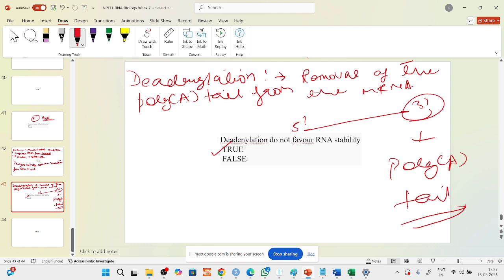So the correct answer would be true. Because this poly A tail stabilizes the mRNA and protects it from exonuclease activity. And deadenylation is the first step in mRNA decay, which makes the mRNA more susceptible to exonucleases like the exosome or XRN1. So since deadenylation reduces RNA stability, the statement is true. I hope this is clear to everybody.